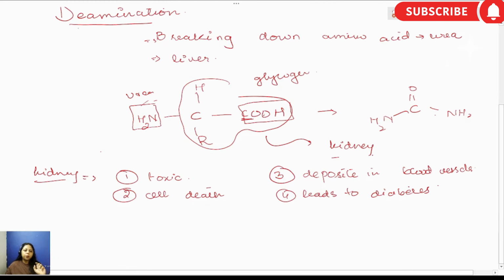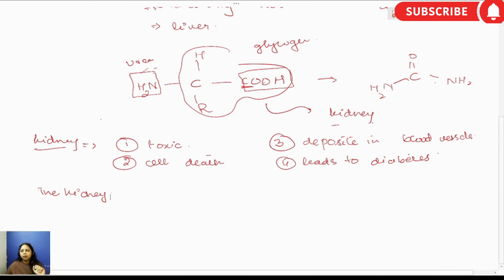So our next part would be the kidney itself. Let's talk about the structure of kidney. How many kidneys are there in a human body? Two. And where are they located? It's in our abdominal region, just behind the digestive system, the intestine and everything.